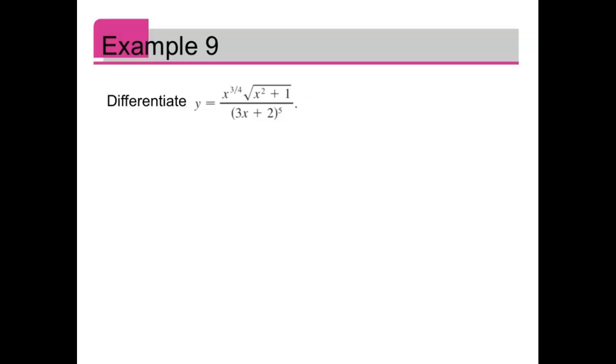And so the first thing we're going to do is take natural log on both sides. So we have natural log y equals natural log of, let's see, x to the 3/4 times, I'm going to rewrite that square root as an exponent while I'm here. So x squared plus 1 to the 1/2 over 3x plus 2 to the 5th.